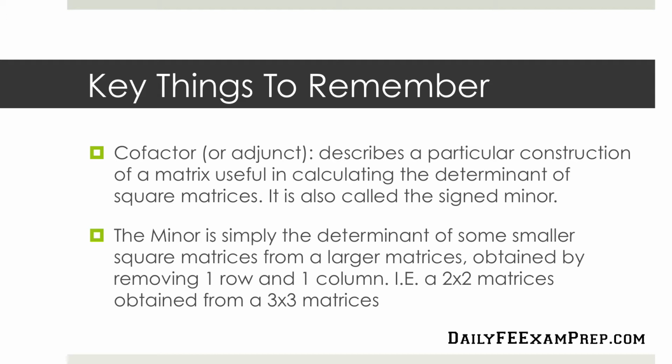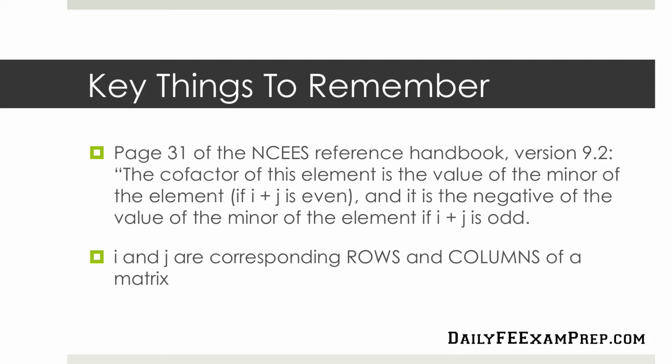Now, the minor is simply the determinant of some smaller square matrix from a larger matrix obtained by removing one row and one column. For instance, a 2x2 matrix is obtained from a 3x3 matrix, so that 2x2 matrix would be a minor of that 3x3 if we removed one row and one column.